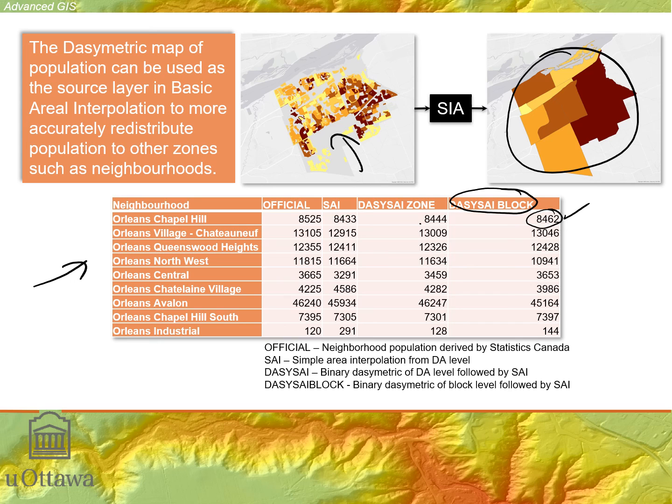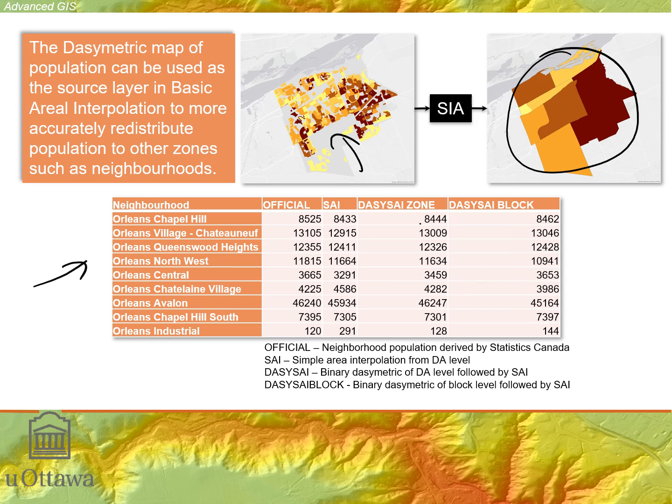What about some of these larger ones? So there's an original 46240, 45934 with just basic area interpolation using DAs as the sources, and then 46247, much closer than 45934, with the Dasymetric here. And with just the blocks, not the Dasymetric, but the block level population, 45164. So we get the better performance there with that Dasymetric one.